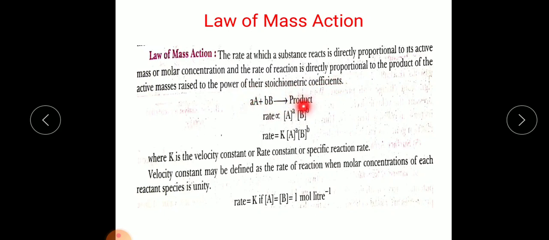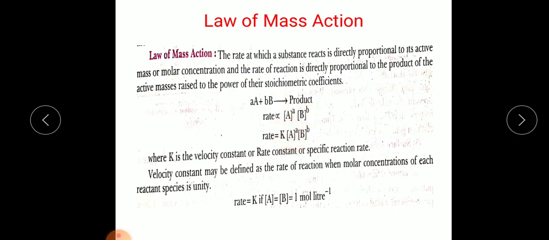Say for example, let us consider a general equation where capital A and B are reactants giving you product. Small a and b are the coefficients, that means the number of molecules of the reactants. Now according to the law of mass action, the rate of reaction is directly proportional to the product of active masses of the reactants. That means rate is directly proportional to, in square brackets, the concentration of A raised to the power of the coefficient a, and B raised to the power of b. Now when we remove the proportional sign, we put a constant, so rate equals k [A]^a [B]^b.